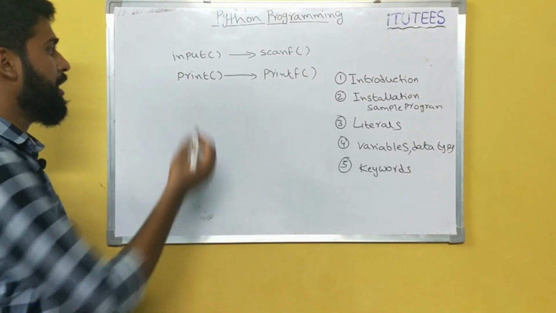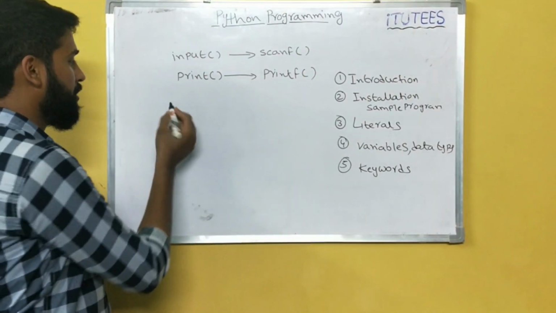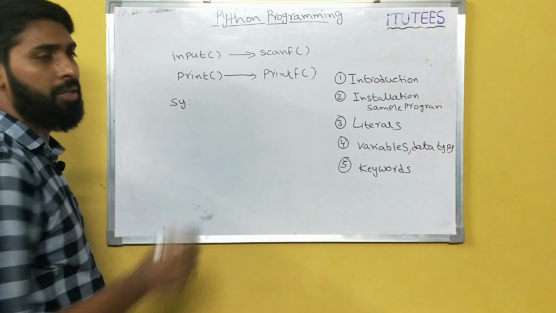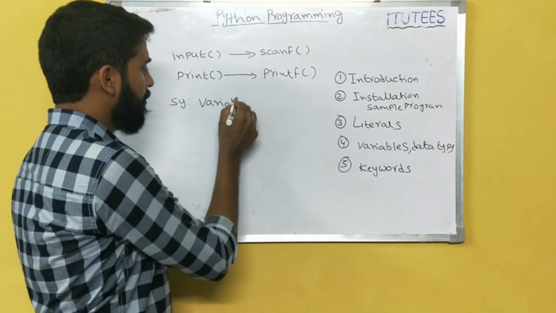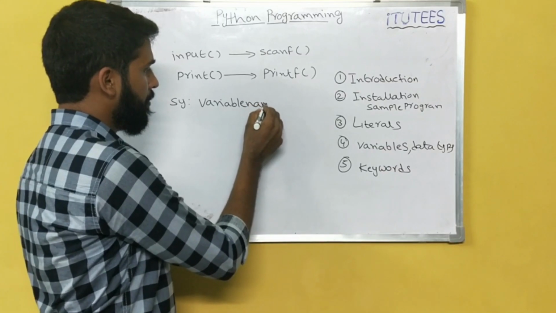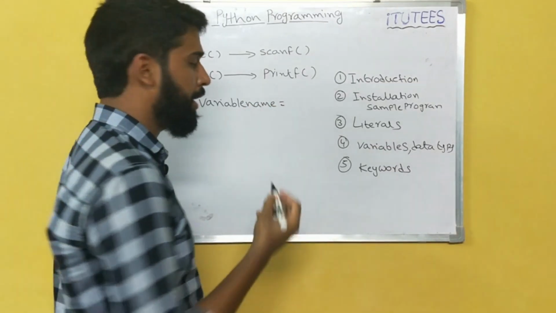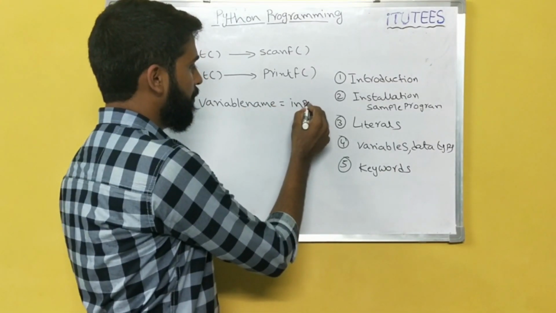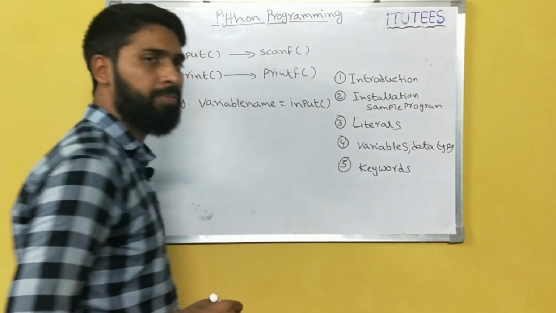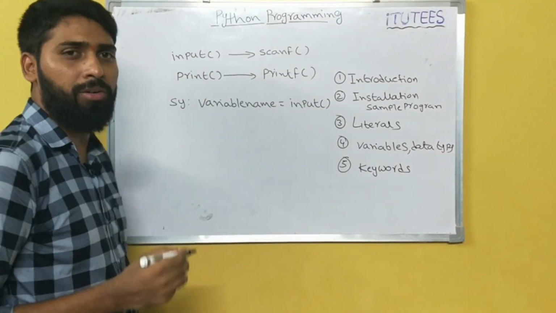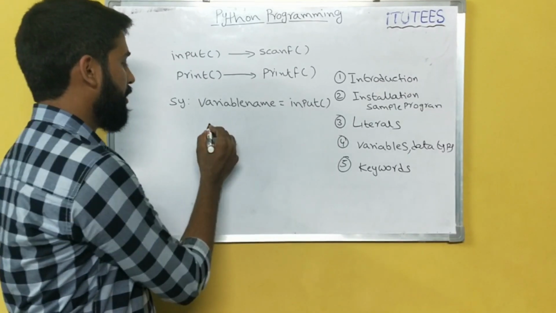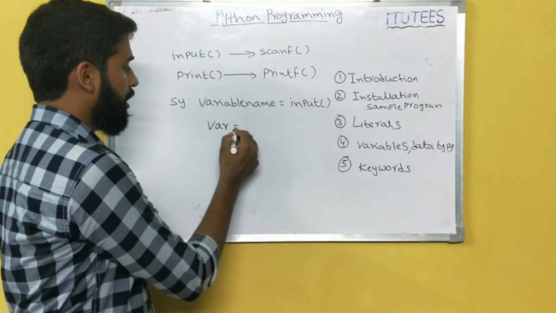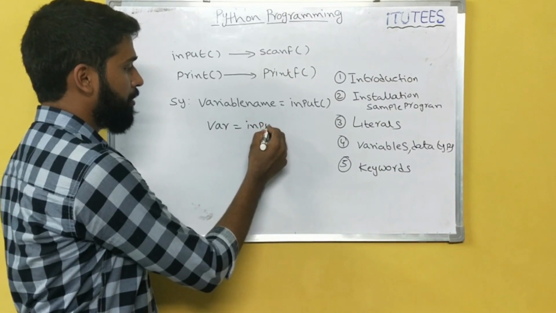So now we can see the input function. What is the syntax for the input function? The syntax is variable name equals input. For example, if I want to assign a value from the keyboard to a variable var, I can write var equals input.